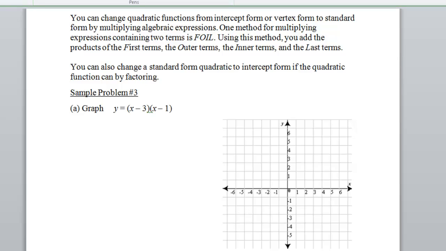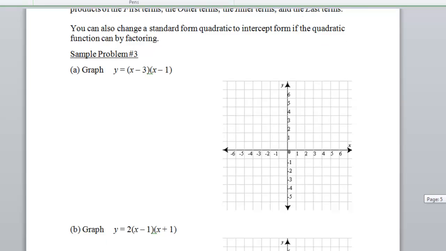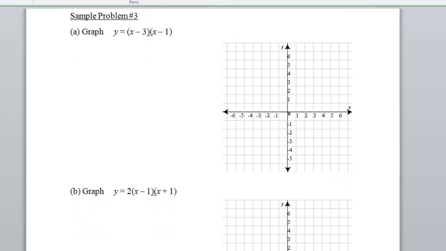Now, to go from intercept back to standard or vertex back to standard, we could simply multiply the terms back together, and of course, if we're in the intercept form, that's the old foiling process or distributive process. So be comfortable with moving back and forth between standard form and vertex or intercept form. That's going to be an important process in this unit. So let's take a look here at these intercept form graphing problems.